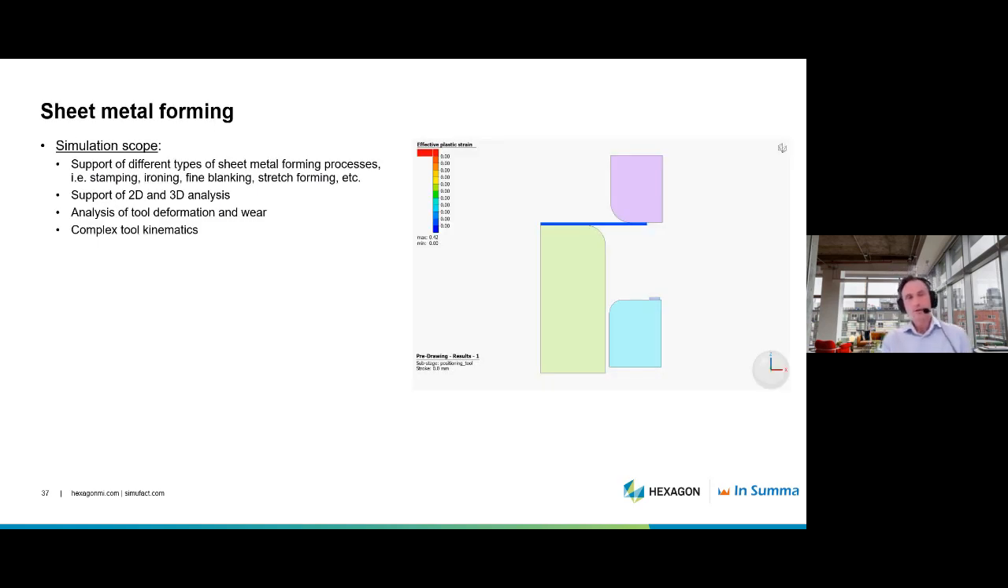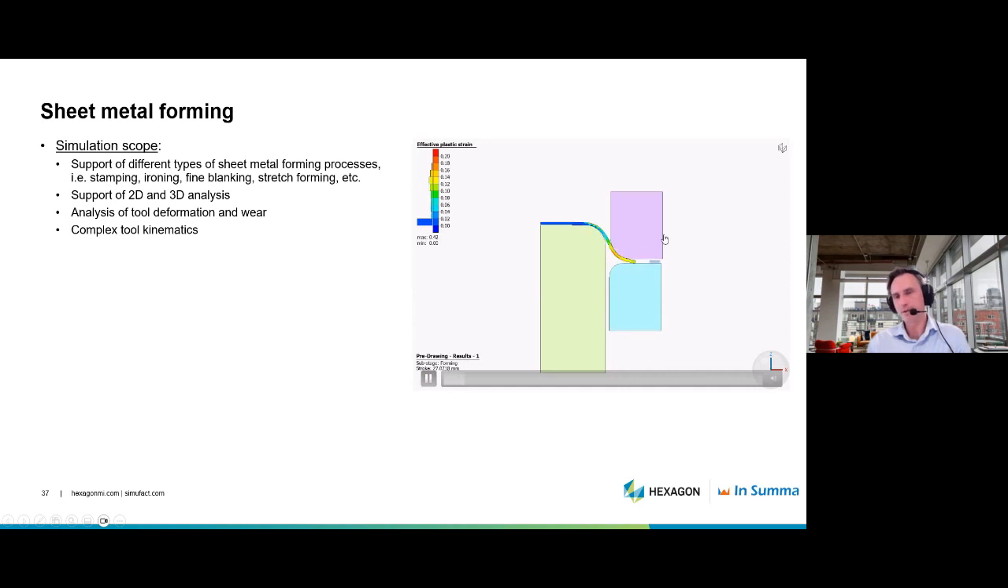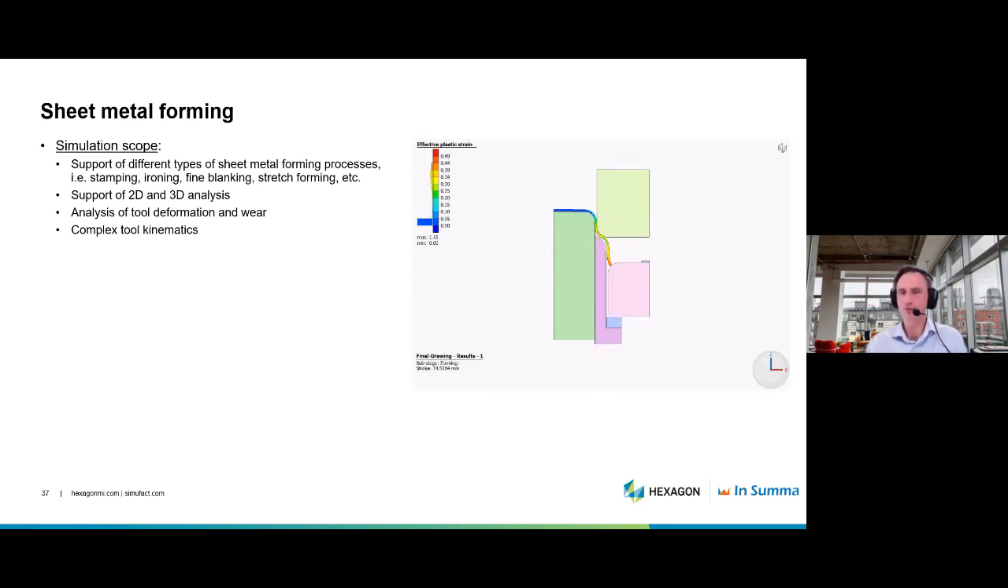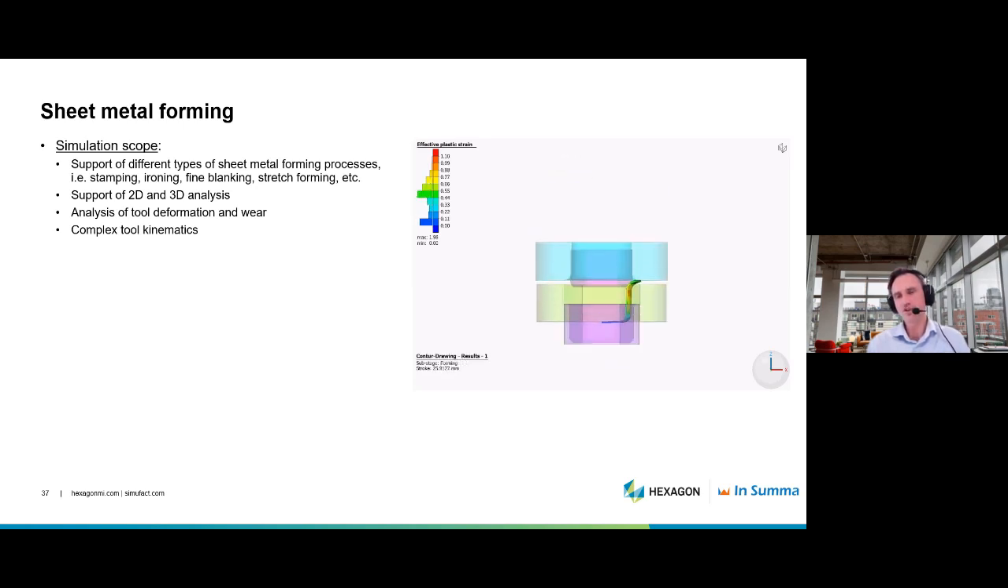Then sheet metal forming could be done using Simufact forming, where you can simulate all sorts of processes like stamping, ironing, fine blanking, stretch forming, tube bending. What you can see here is a simulation of draw die reduction type of processes, where you have a cup which is formed in multiple stations, formed and reformed multiple times to obtain the final product, which is a lot deeper than the initial shape.